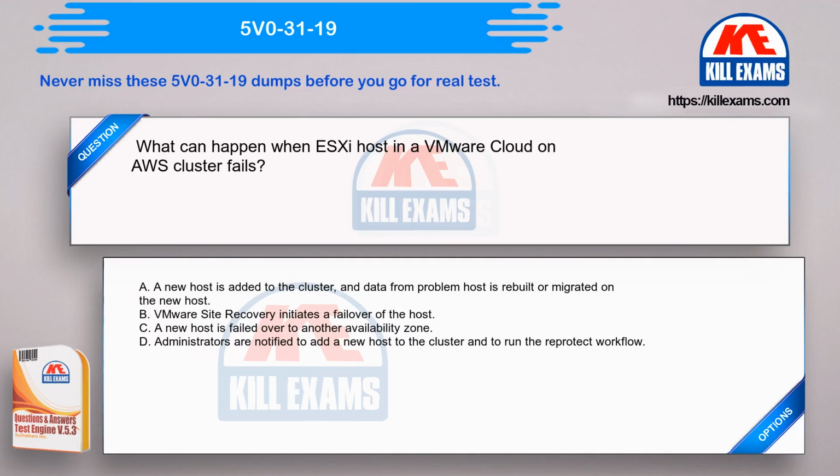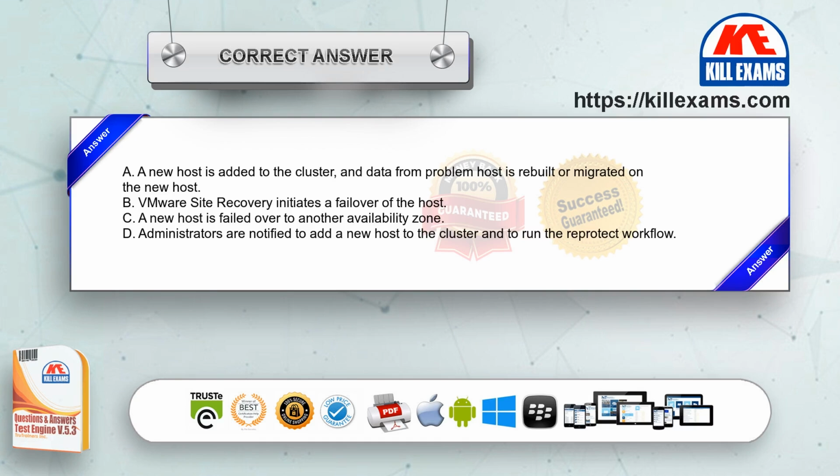What can happen when an ESXi host in a VMware Cloud on AWS cluster fails? Option A. A new host is added to the cluster, and data from the problem host is rebuilt or migrated on the new host. Option B. VMware Site Recovery initiates a failover of the host. Option C. A new host is failed over to another availability zone. Option D. Administrators are notified to add a new host to the cluster and to run the reprotect workflow. The correct answer is option B.